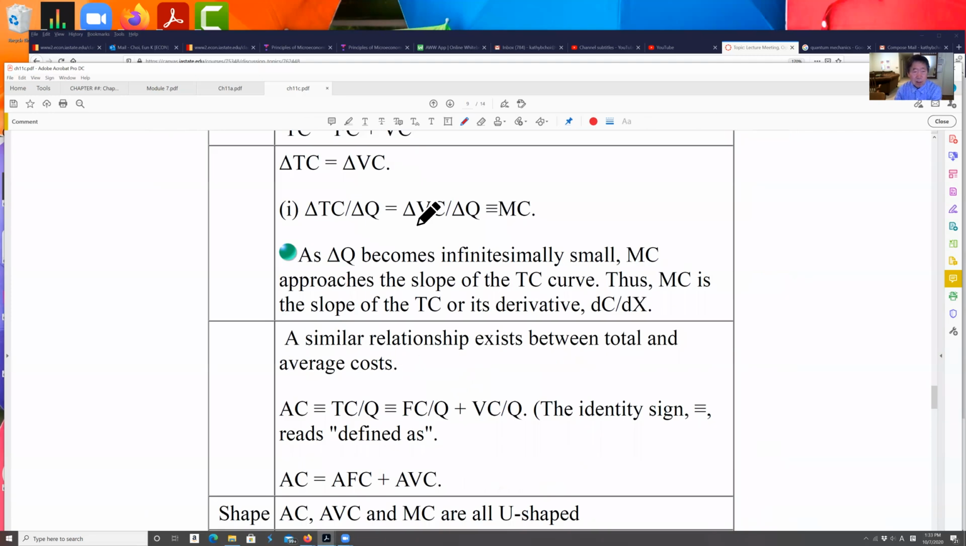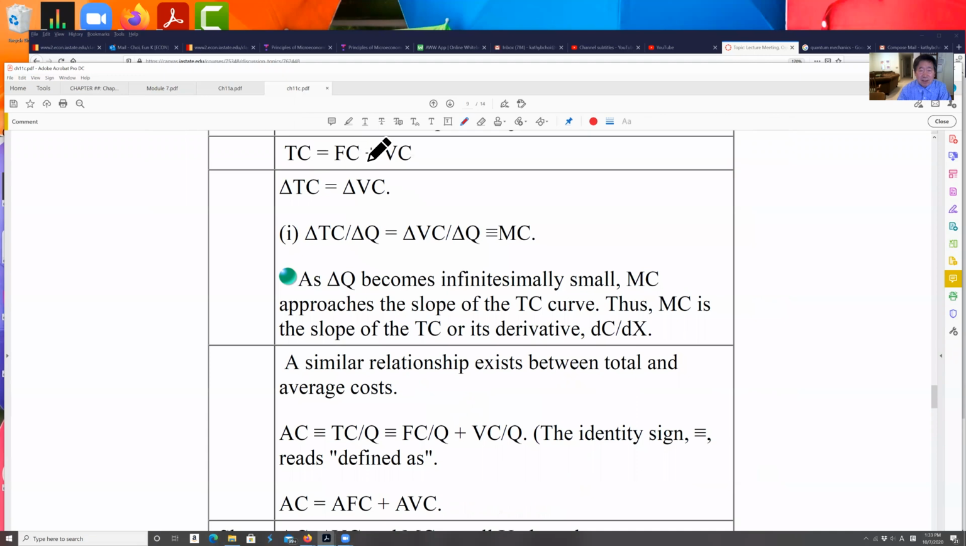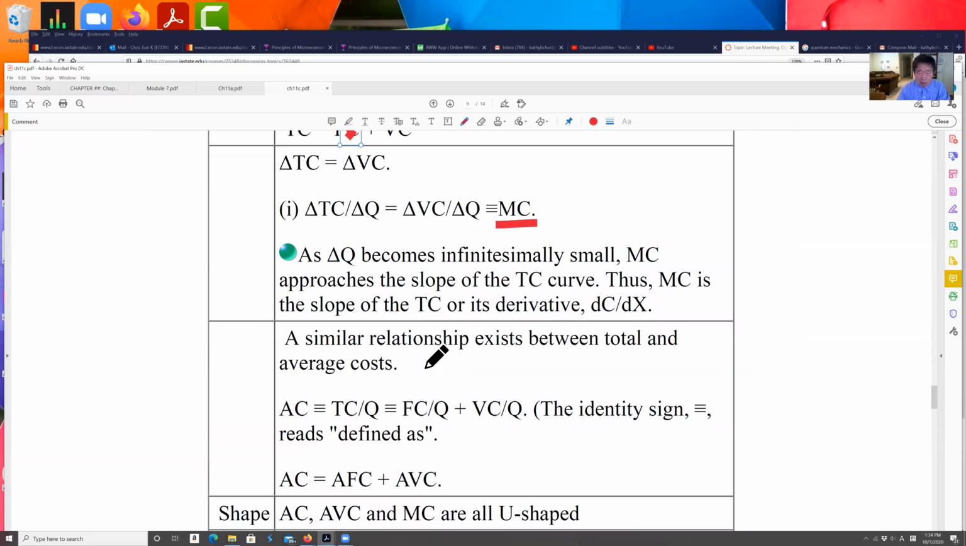So here's the definition. Total cost is sum of fixed cost and variable cost. Change in total cost is change in variable cost because fixed cost does not change. Change in total cost divided by change in Q is same as change in variable cost divided by change in Q, which is marginal cost, okay?